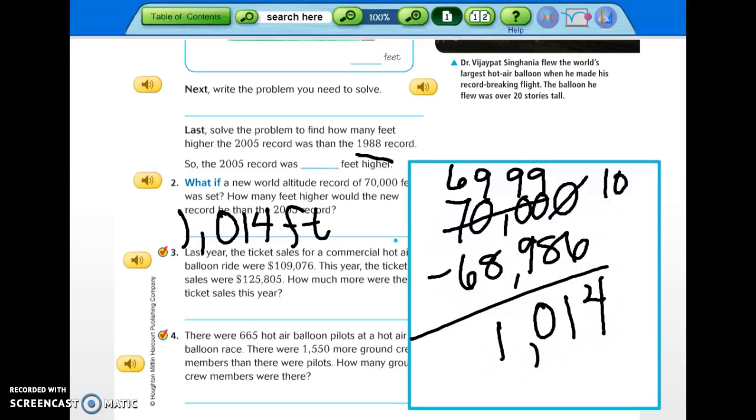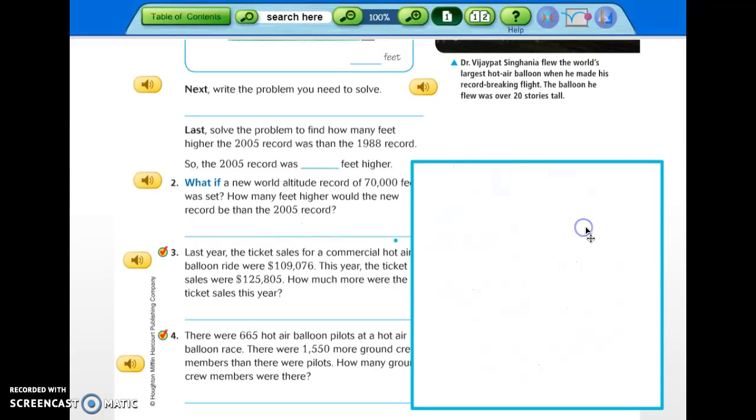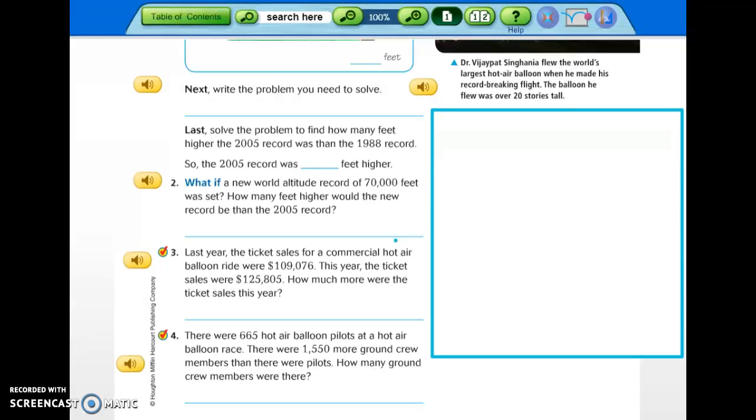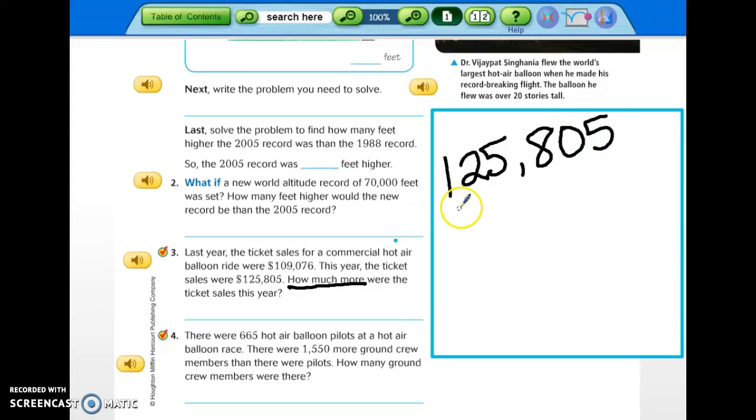All right, let's do another one together. Number 3. Last year, the ticket sales for a commercial hot air balloon ride were 109,076. This year, the ticket sales were 125,805. How much more were ticket sales this year? Well, because it says how much more, I know it's a subtraction problem. So I'm going to put the larger number on top. It's a word problem and sometimes it's tempting to put the numbers in the order they say, but you need to arrange your numbers so it makes it easier for you to do the math.